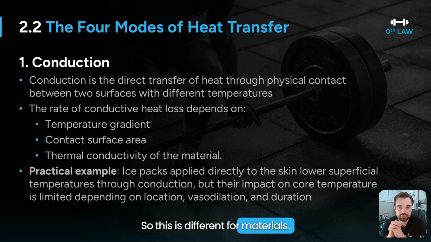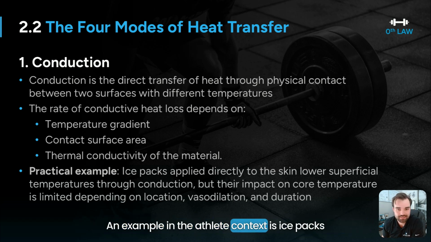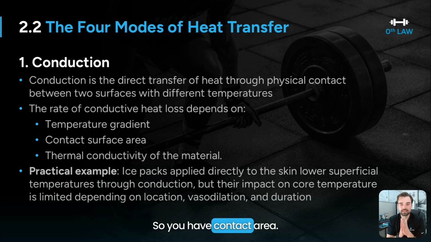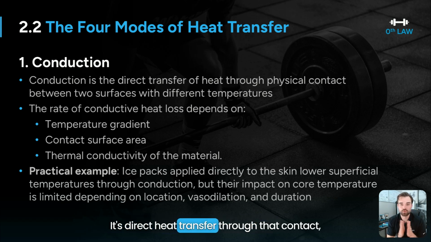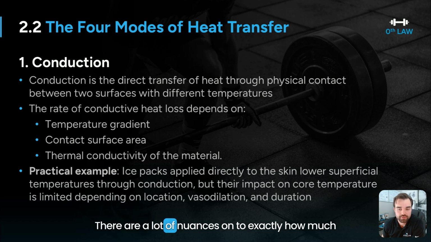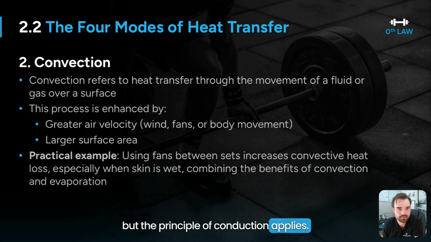So this is different for materials. For example, metals have a much higher conductivity than wood or plastics. An example in the athlete context is ice packs applied directly to the skin. So you have contact area, it's direct heat transfer through that contact, and you have high temperature gradient, skin to ice. There are a lot of nuances to exactly how much heat can be transferred based on physiological responses, but the principle of conduction applies.